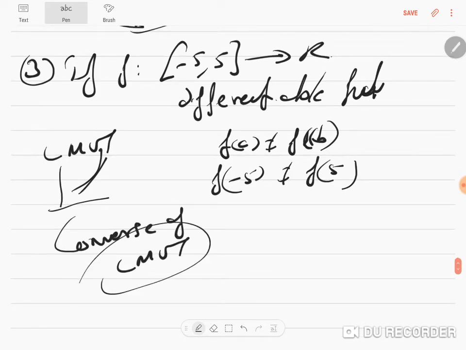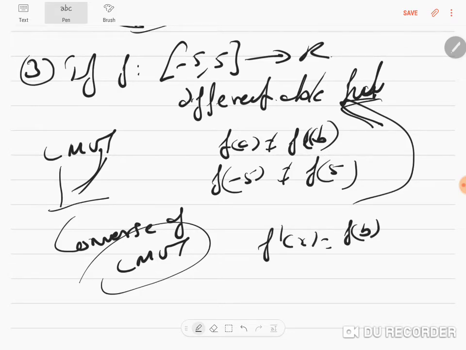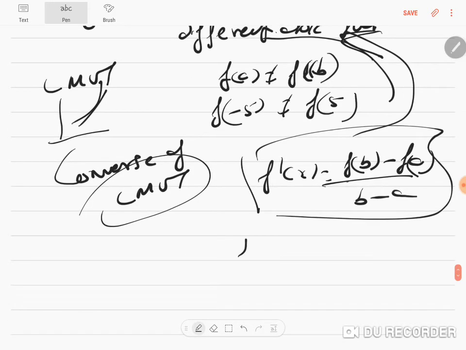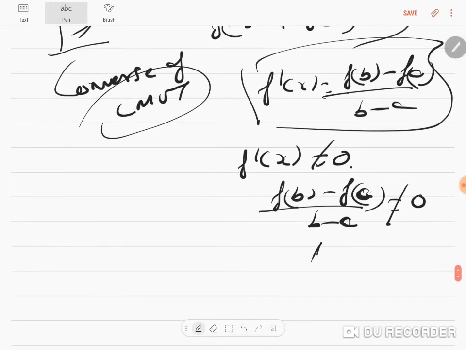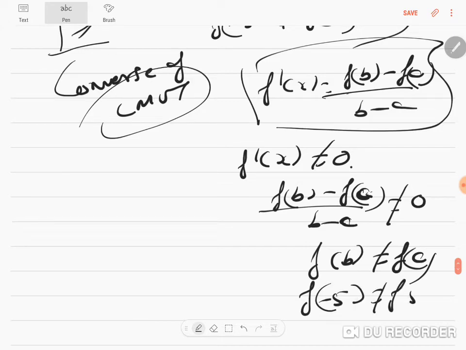What is the definition of Lagrange's mean value theorem? If f of a is not equal to f of b, and it's differentiable, then the formula is f dash of x equals f of b minus f of a by b minus a. This is a theorem. It's given that it is differentiable. So we start here and write f dash of x is not equal to 0. Hence f of b minus f of a by b minus a is not equal to 0. Hence f of b will not be equal to f of a. Hence f of minus 5 is not equal to f of 5, since it's differentiable. So there is no converse of it, okay.